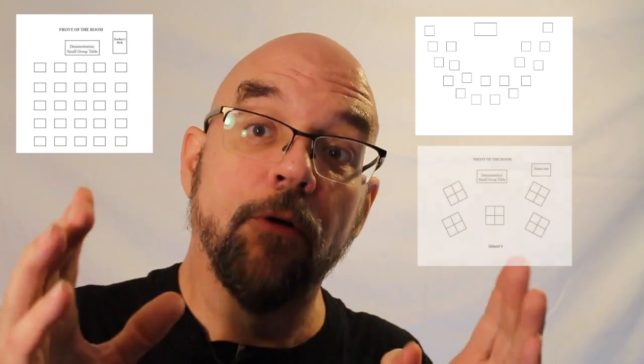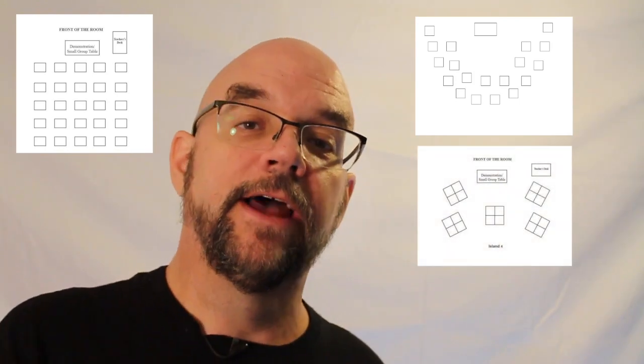So how are you going to do seating in your classroom? Have you decided how you're going to do seating? Are you going to go with standard rows and columns like so many people do? Are you going to go with a U shape, a circle? Are you going to go with clusters? How are you going to do your seating in your classroom and why?